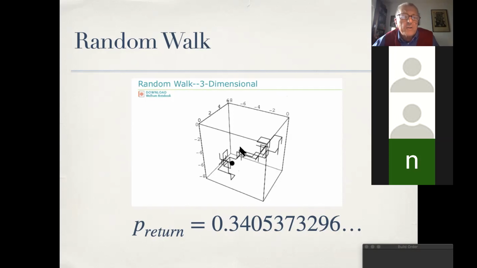In three dimensions, he does not come back to the initial point at each step. And the probability of return is equal to 0.34 and so forth. So with the probability, roughly speaking, 1/3, he can return to the bar from which he left initially.